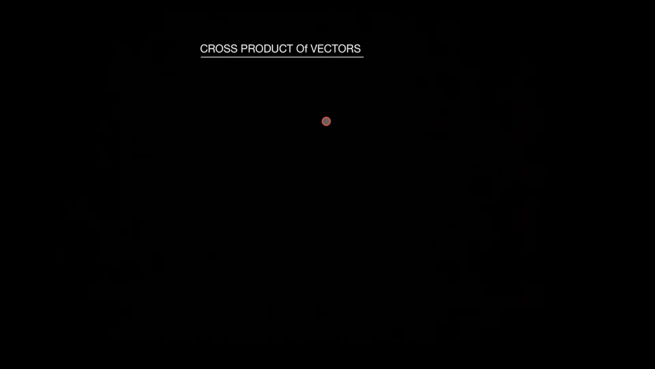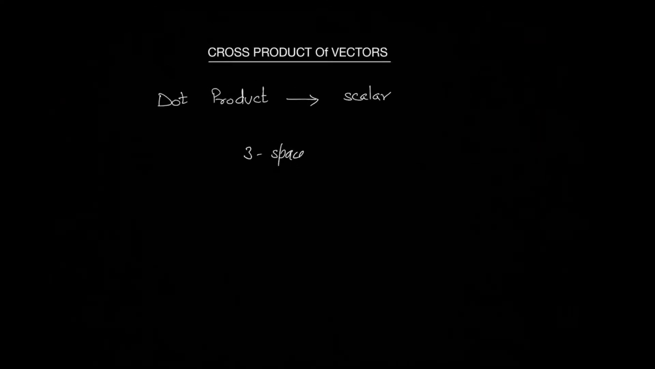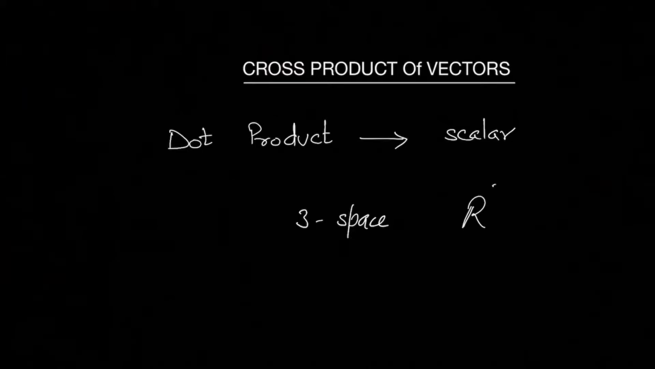Hello guys, in this video we will discuss the cross product of vectors. In our previous lecture we discussed the dot product of vectors, and we saw that the dot product of vectors leads to a scalar quantity. But here we will define vector multiplication, which will give us a vector, but this product is defined only for 3-space, or sometimes we call it R3. That means the cross product of vectors is defined only for R3.